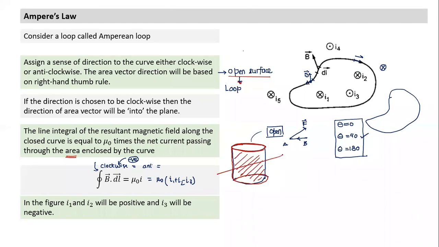So current may be passing like this, and some current may be going like this. In that case, the current is entering but not leaving the surface. That is a little more variation that is not necessary in this chapter. But I'm just telling you that this is a slightly easier version of the more correct definition of Ampere's law. Any open surface will have a loop, and the line integral along a loop is equal to mu naught times the current enclosed by the surface.